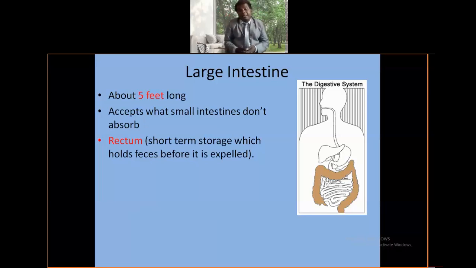Next, the rectum. It is a short-term storage that holds feces before they are expelled. The rectum stores the fecal material before it is expelled.